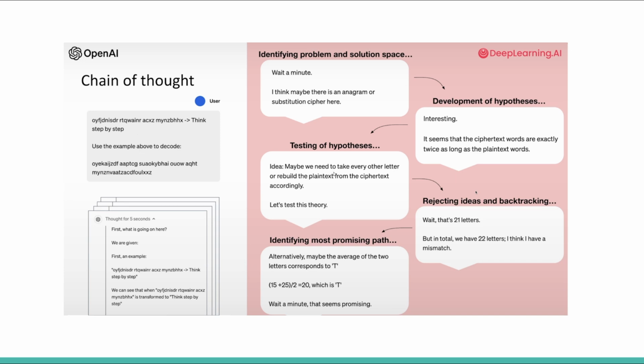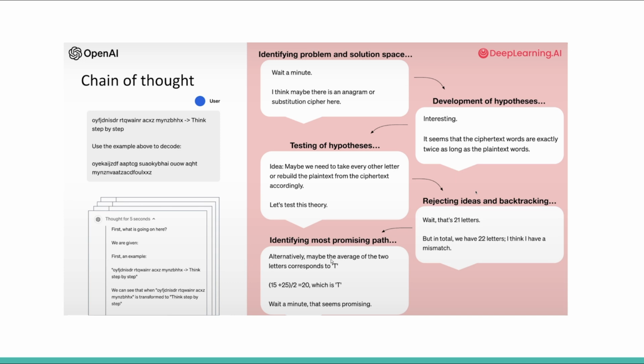So back to the hypothesis. The hypothesis is saying maybe we need to take every other letter or rebuild the plain text from the ciphertext accordingly. Okay, so it says let's test this theory. But then it realizes that it has 21 letters. Okay, but in total we have 22 letters. So by itself it starts to realize, wait a minute, this probably isn't an answer that I should give. So let me backtrack. Let me come up with another hypothesis.